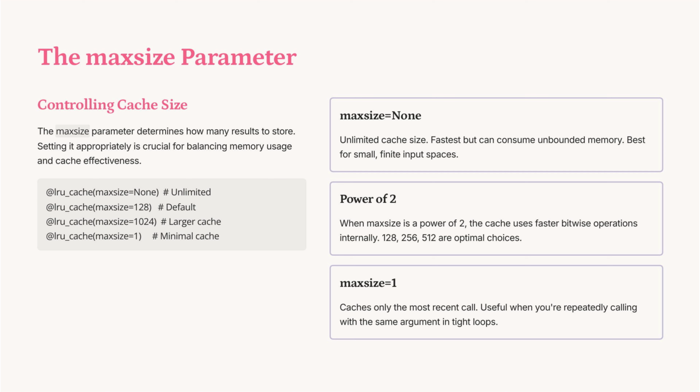The maxsize parameter in LRU cache controls the number of results stored. Setting maxsize to None allows unlimited caching, ideal for small input spaces, but risky for memory. Using powers of 2 like 128 or 256 optimizes performance. A maxsize of 1 caches only the most recent call, useful for repetitive calls and loops.